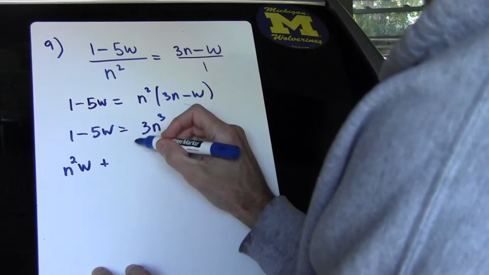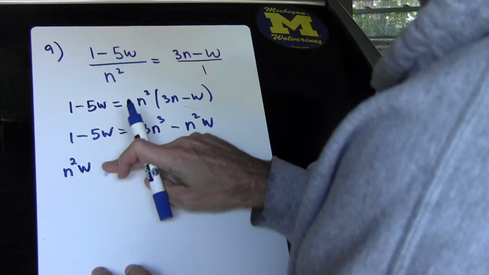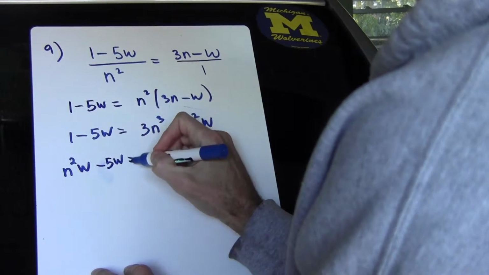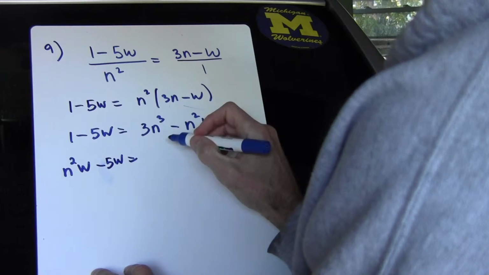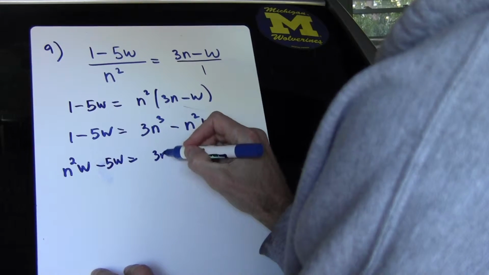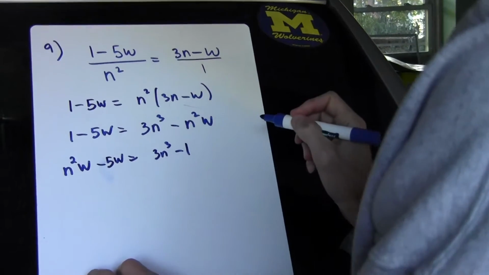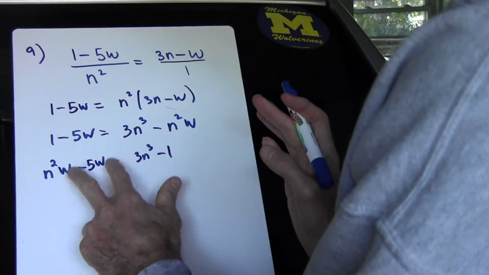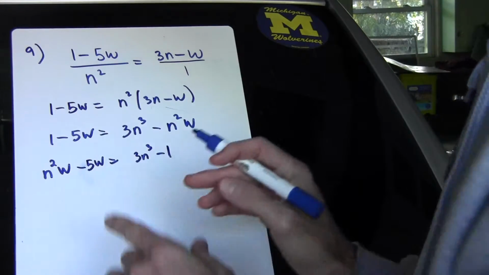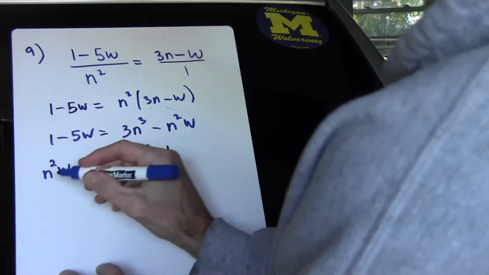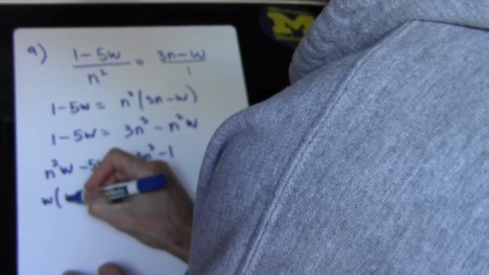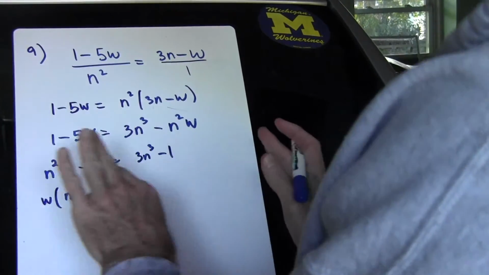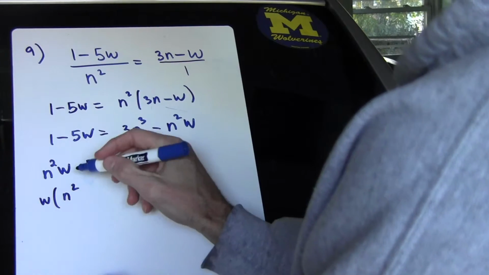So that's going to be n squared w minus 5w. And the 1 comes over and is negative: 3n cubed minus 1. Now, if it wasn't for the fact that there's a single w in both these terms, I would be stuck. But since there's a w in both terms, I can pull a w out. Now, I would have never necessarily seen that unless I had just gone through the steps and brought everything over on one side. Once I get it, now I can see it.